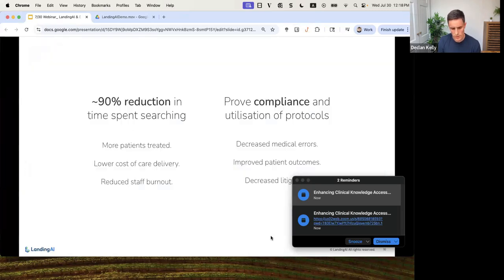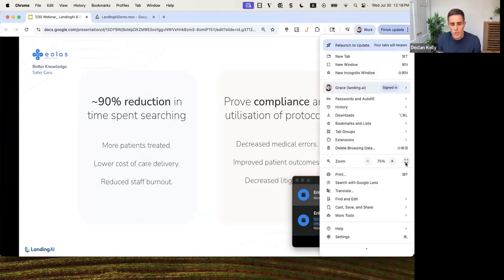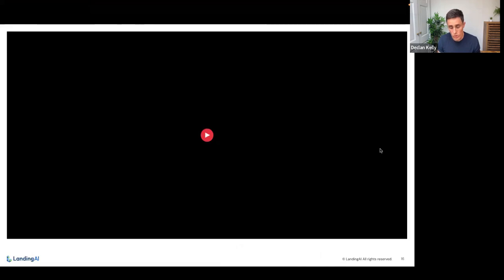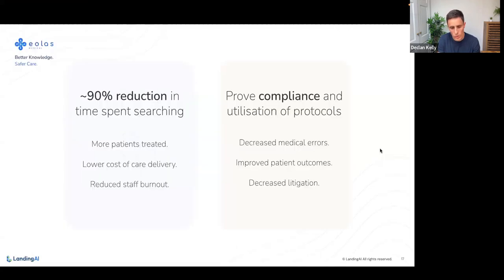So if we just move on to the next slide as well. What we've been able to prove with the Eolas platform in general is that we've shown a 90% reduction in time spent searching for information, which is really important. If you remember back to the previous slides, there's $100 billion spent every single year across health systems in just searching for this information. So with that time spent reduction, more patients are treated and seen. You've got a lower cost of care delivery, and staff are generally happier. They want to use the tools that actually work for them.